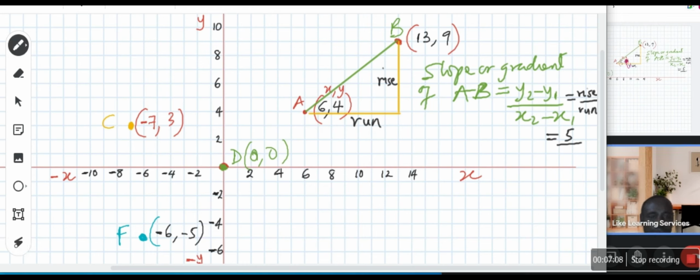So it's 5 over 7. That is what we call the gradient or slope, and it's usually represented with m. So the slope or gradient, which is m, is 5 over 7.